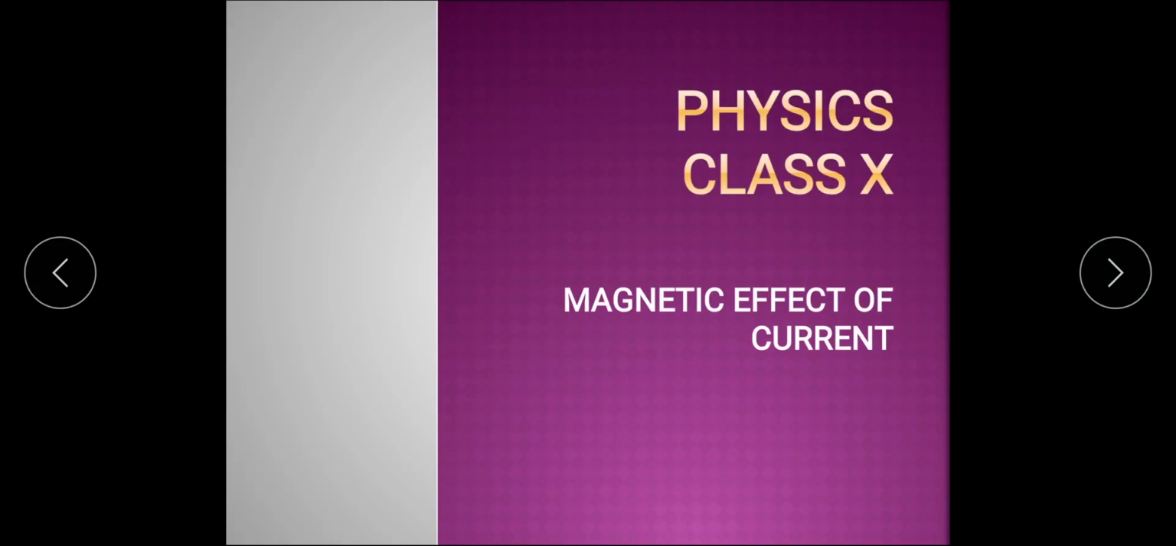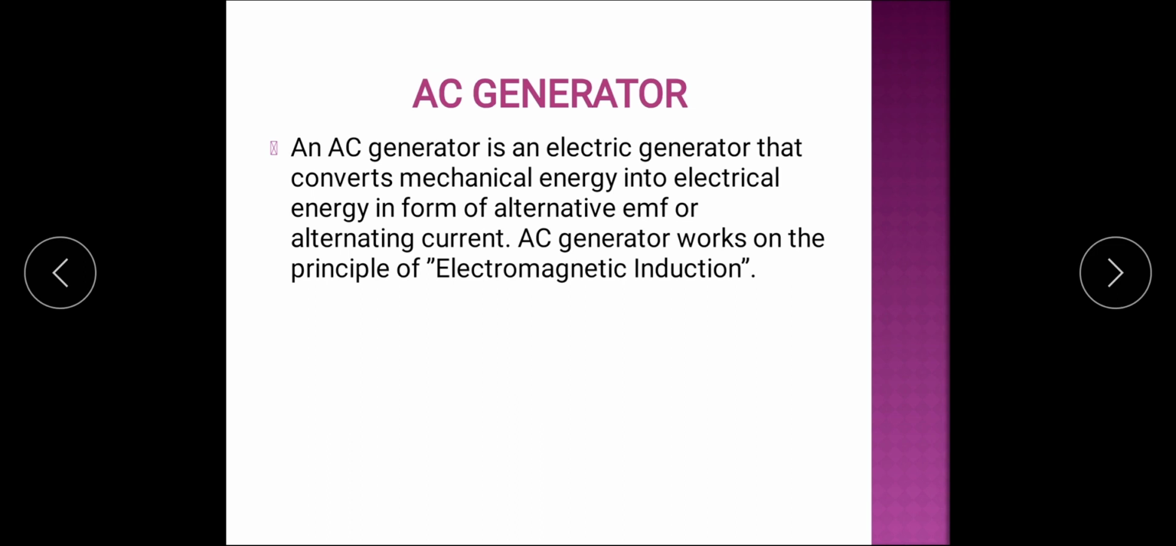Hello students, we will proceed with the chapter of magnetic effect of current. In the last session, we had discussed electromagnetic induction. We had learned that electromagnetic induction is a phenomenon of inducing current in a coil by continuously changing the magnetic field linked with it. Today, we are going to discuss an application of electromagnetic induction, and that is the generator.